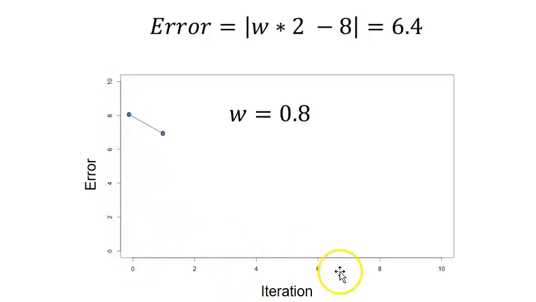Second round, or second iteration, let's try w equals 0.8. Put it in. We have an error term absolute value equal to 6.4. Plot it on the graph. It will be here.